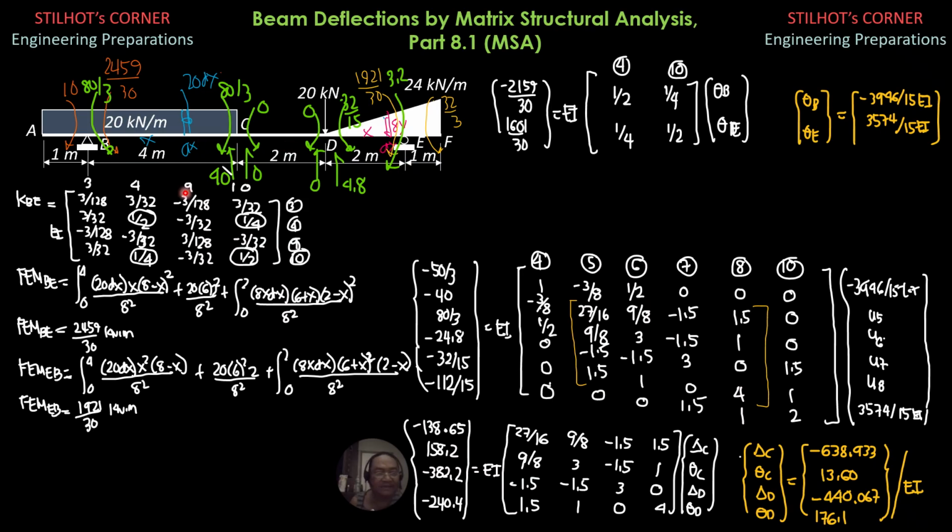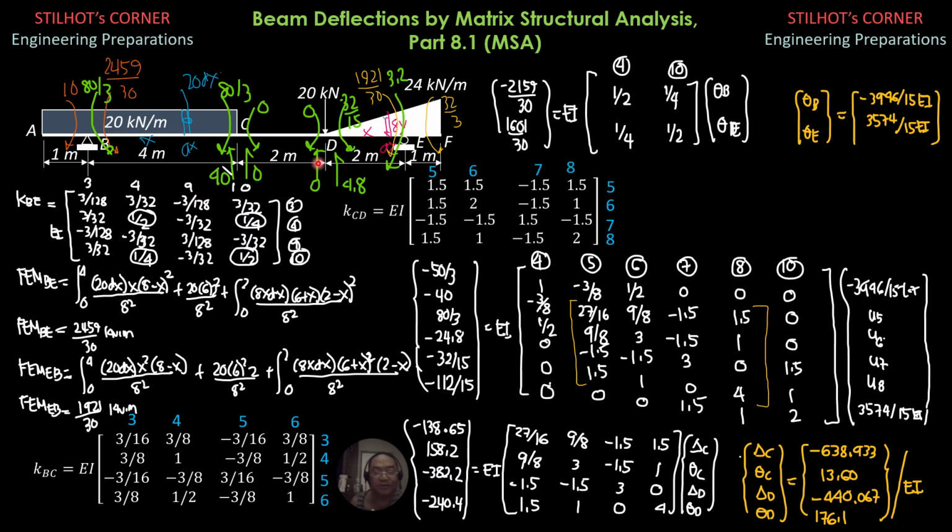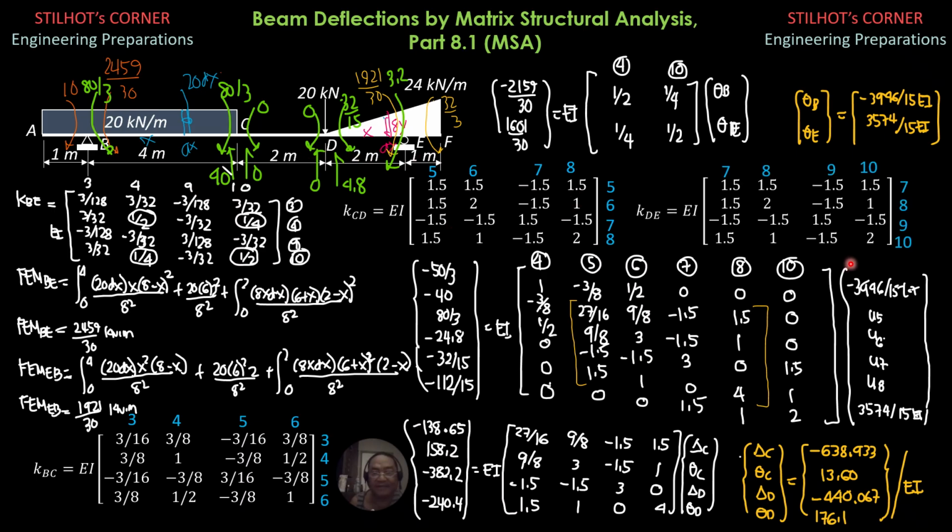The stiffness of BC was already established before, so 3, 4, 5, 6. The length is 4, you'll get that. For CD and DE, it's the same because the length is 2. So except for the numbering, this is 5, 6, 7, 8 for CD. And for DE, it's 7, 8, 9, 10. So it's the same, you just copy that.